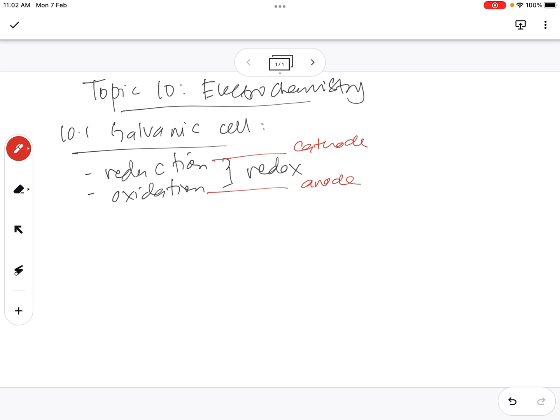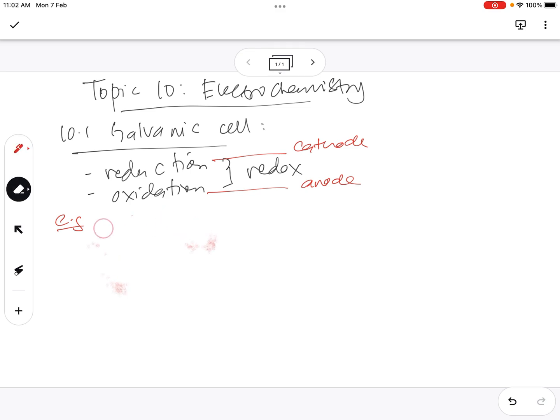Okay, so I'm quite sure you have heard these terms before, cathode and anode. Pernah dengar tak sebelum ini? Cathode dan anode. Okay, good. So this is when we learn electrochemical cell ataupun kita belajar voltaic cell, even electrolytic cell pun kita ada cathode dan anode. Kita pernah belajar.